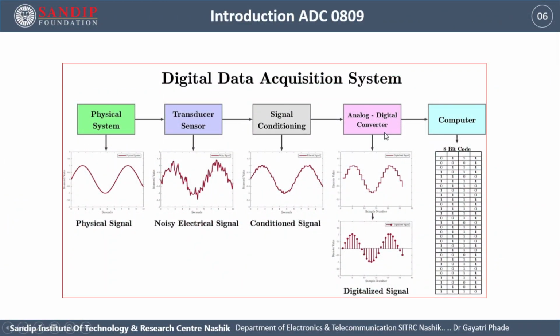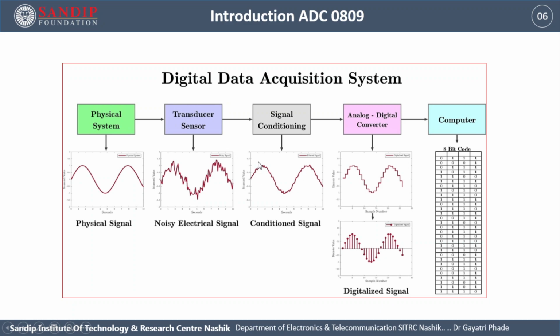Let us understand the importance of the ADC. This is the digital data acquisition system. Starting from taking the signal, the signal is available in the physical form. It is converted into the electrical form by means of the transducer or sensors, which includes the noise. So for this we go for the signal conditioning. With signal conditioning, noise is reduced a little bit and the signal is amplified.